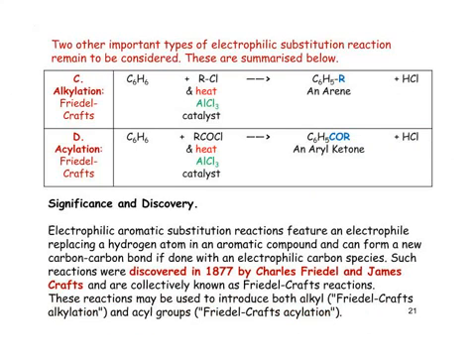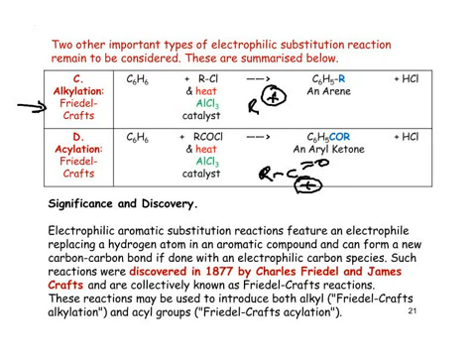Okay, let's move on. Two other important types of electrophilic substitution that we've already touched upon: the idea of alkylation and acylation. These reactions are known as Friedel-Crafts reactions, where we use aluminium chloride to create the electrophile, which is either an alkyl electrophile or an acyl electrophile, such as can be represented by C double bond O with a positive charge.